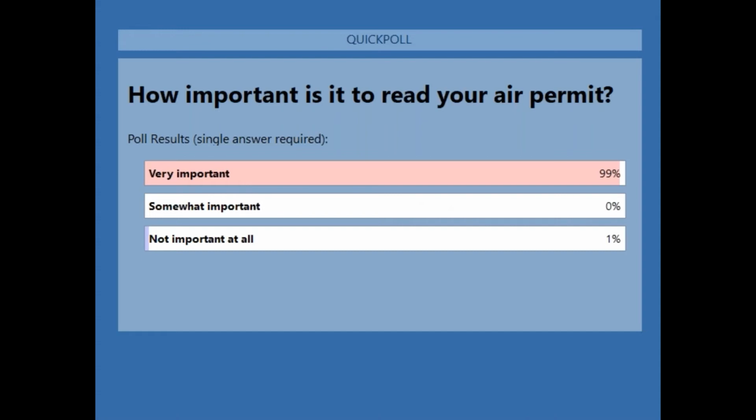Okay, super. Well, only 1% said not important at all, but everybody else said it's important. Well, anyway, it's very important that you take time to read your air permit, that you have one.